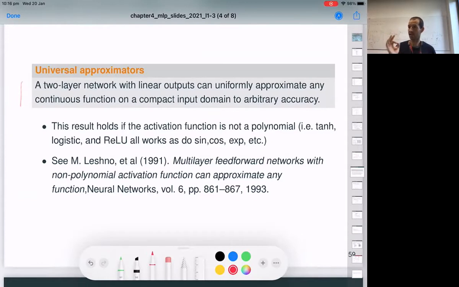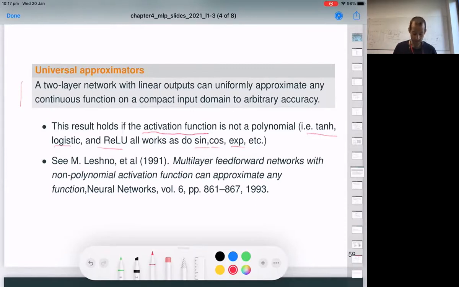A two-layer network with linear output can uniformly approximate any continuous function on a compact input domain to arbitrary accuracy. So it is very powerful. This result holds if you have activation functions which are non-linear. Like we have seen, logistic, tanh, ReLU, or even the sine, the cosine, the exponential, anything non-linear which is not polynomial, you can approximate any non-linear function from the input to the output.